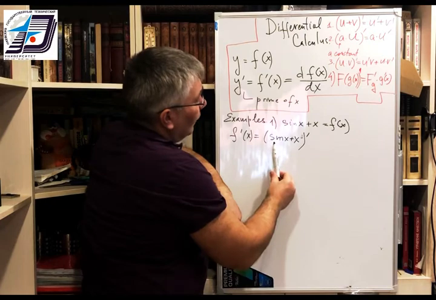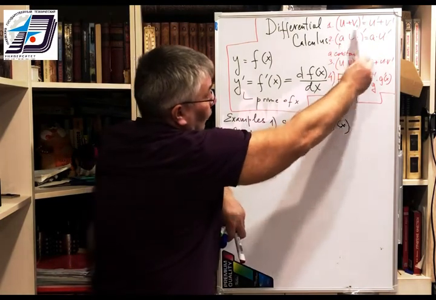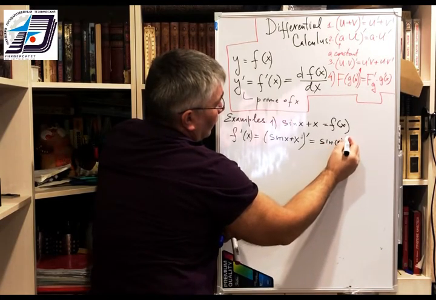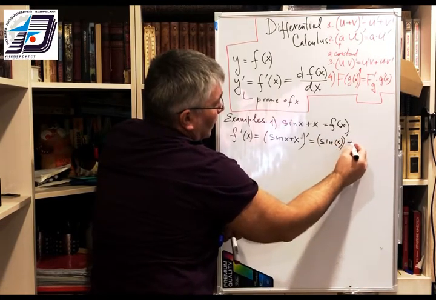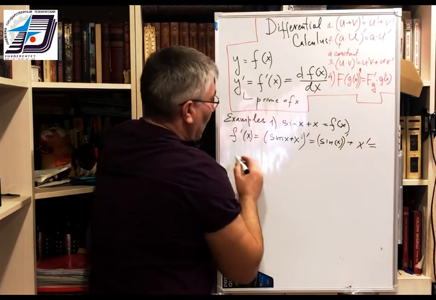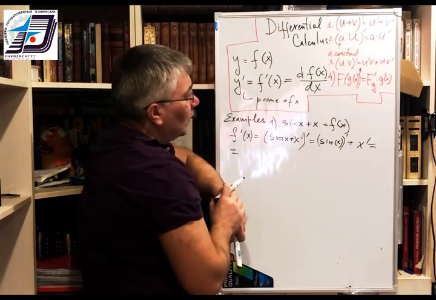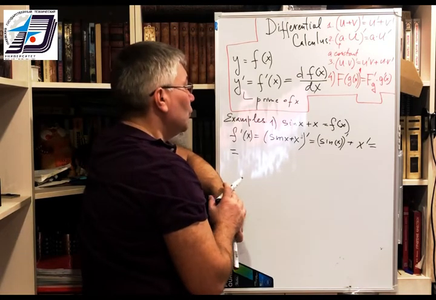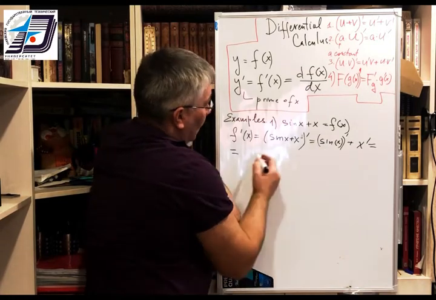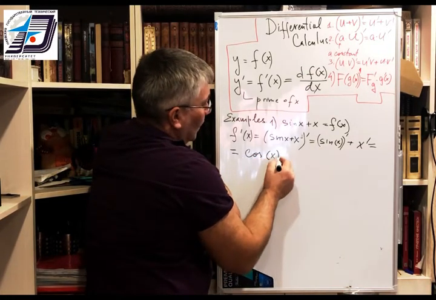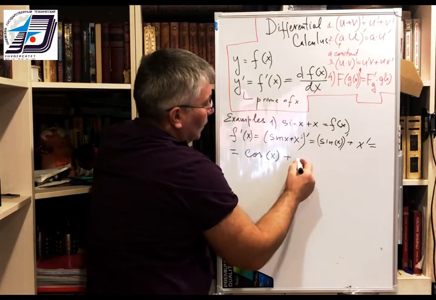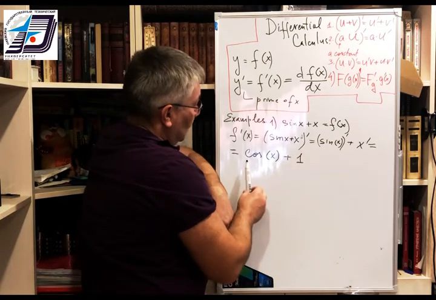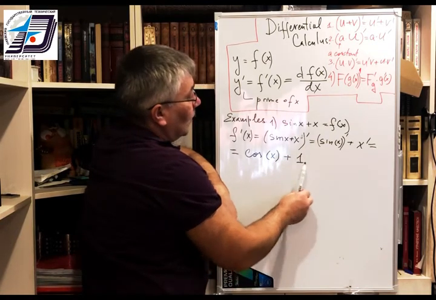You can notice that we have here an addition of functions, so we can use the first rule. And it is the derivative of sine x plus the derivative of x. If you remember, in the table of elementary functions I gave you before, the derivative of sine is cosine x, and the derivative of x is just 1. So we can say that the derivative of sine x plus x is a new function, which is cosine x plus 1.